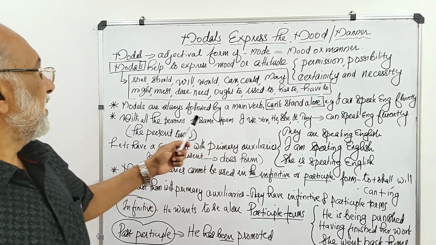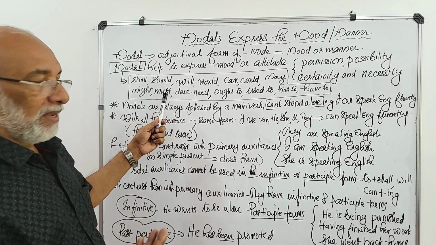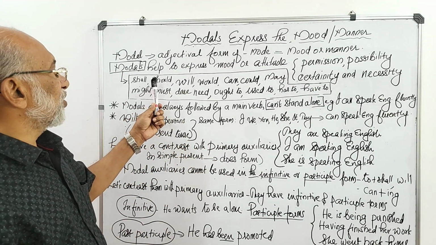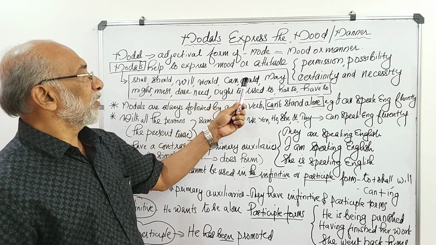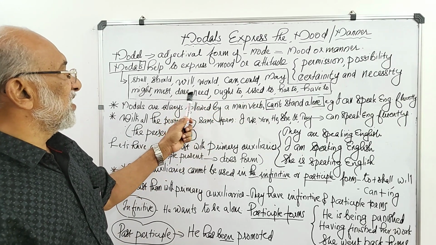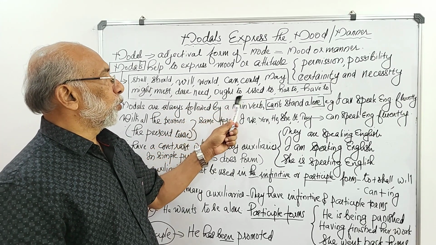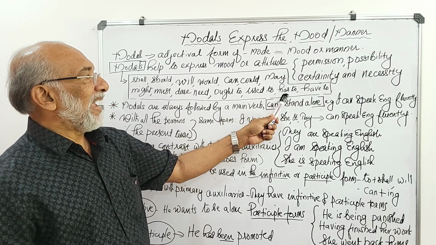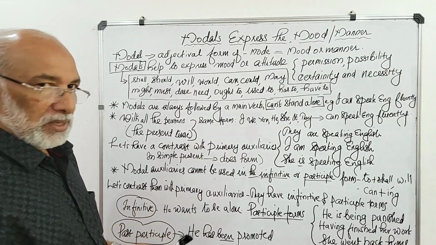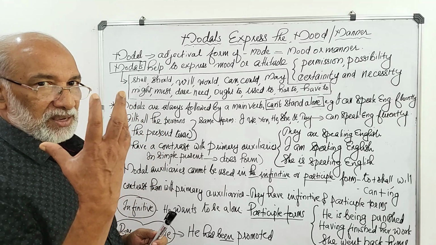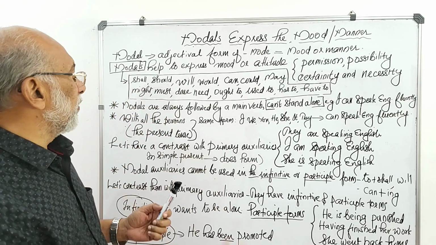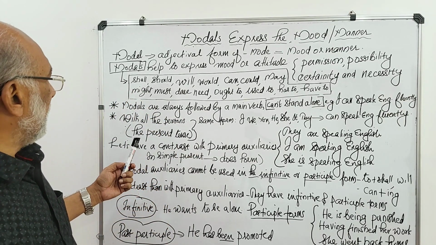I have already said it. And what are the modals? As I said, shall, should, will, would, can, could, may, might, must, dare, need, ought to, used to, has to, and have to. Now these points that you have to keep in your mind are the following.